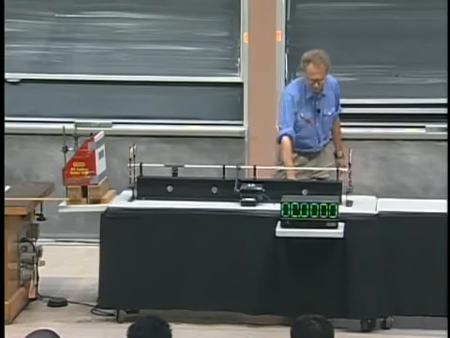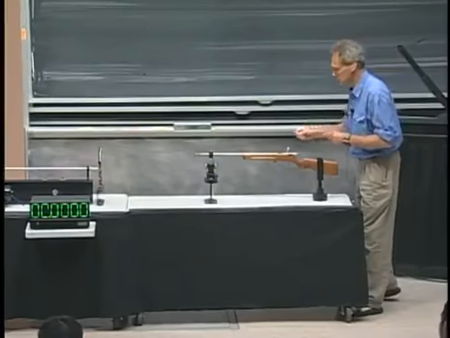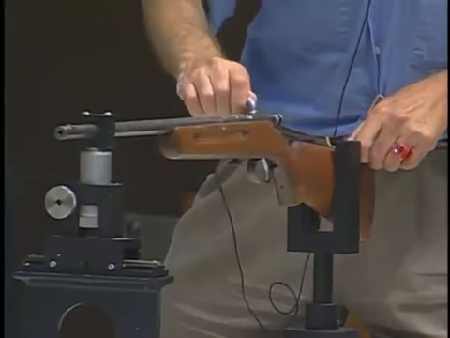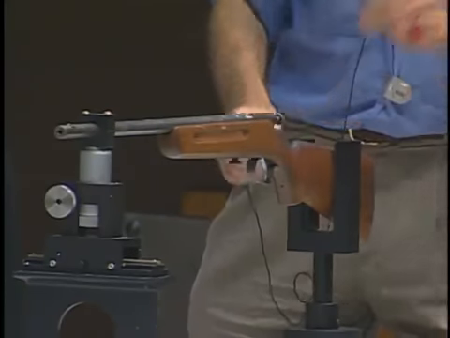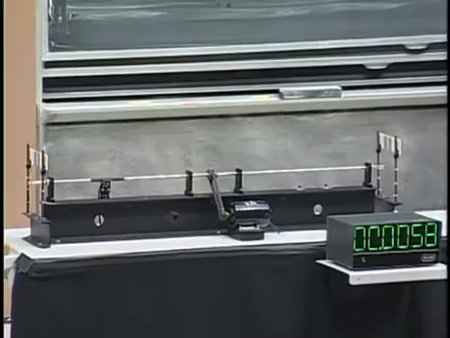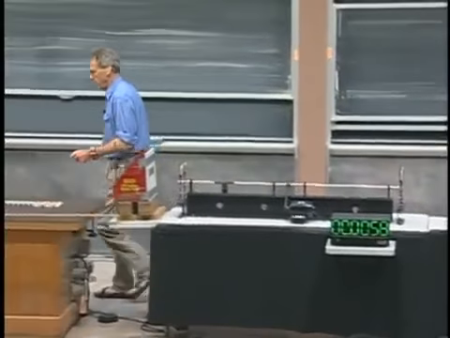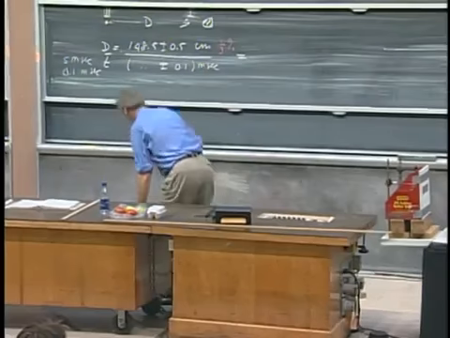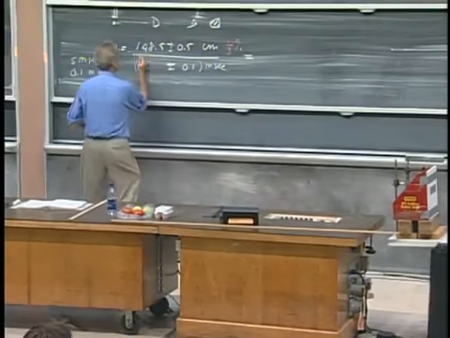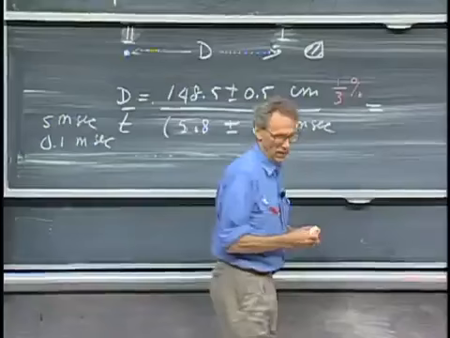Yeah, should be working. So here comes the bullet. You're ready, I'm ready. 3, 2, 1, 0. What do we see? 5.8 milliseconds. 5.8, is that what you see? Yeah. 5.8 milliseconds. 5.8 plus or minus 0.1.